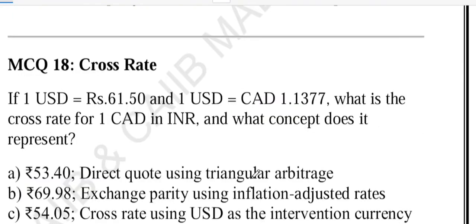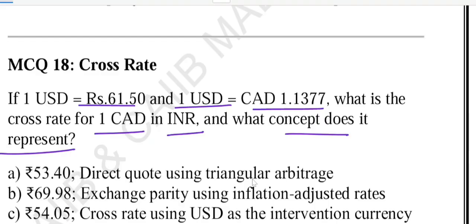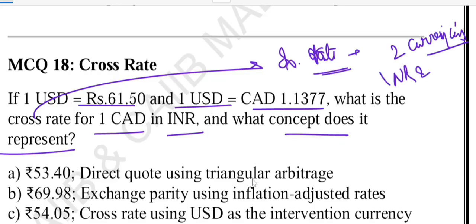Now friends, have a look at one important concept. If 1 USD is equal to this many rupees, and 1 USD is equal to this many Canadian dollars, what is the cross rate for 1 Canadian dollar in INR, and what concept does it represent? Whenever we say cross rate, it is an exchange rate between two currencies, like INR and CAD, Indian rupees and Canadian dollars. It is calculated using a third currency like the dollar, because USD is the most traded currency globally. It acts like a bridge.